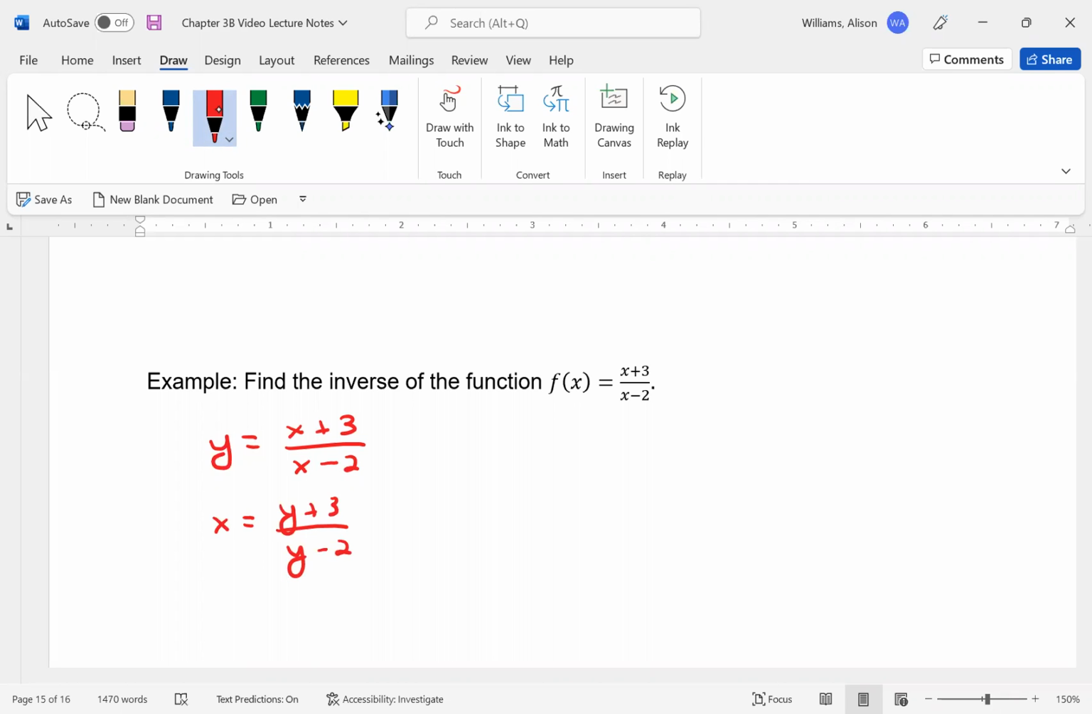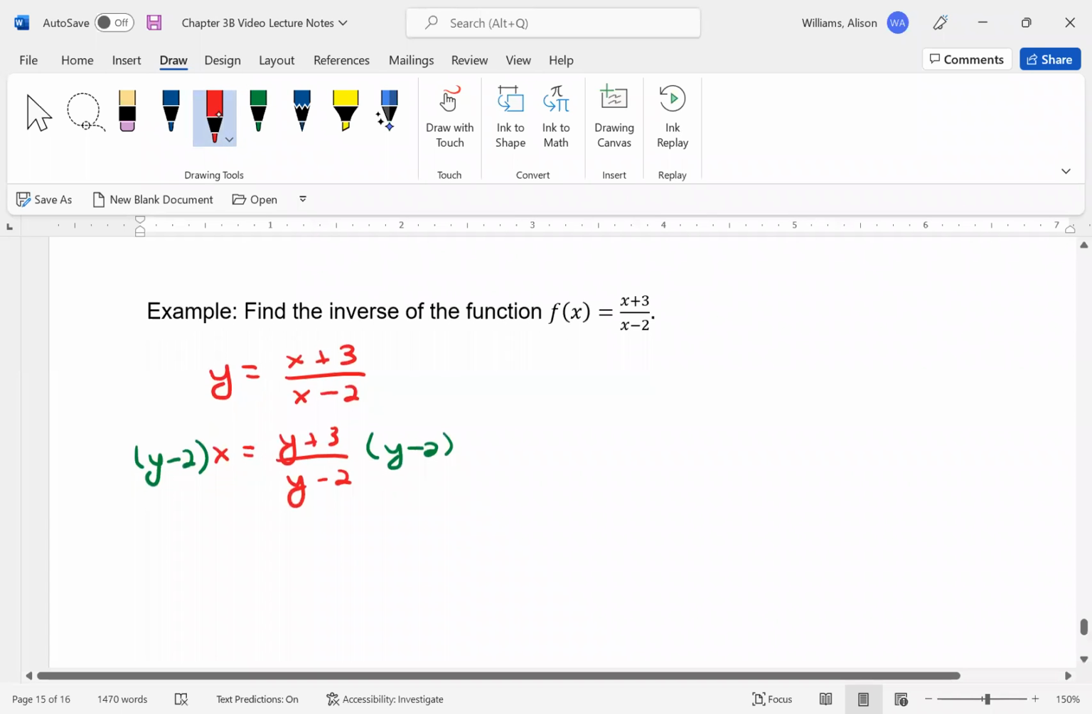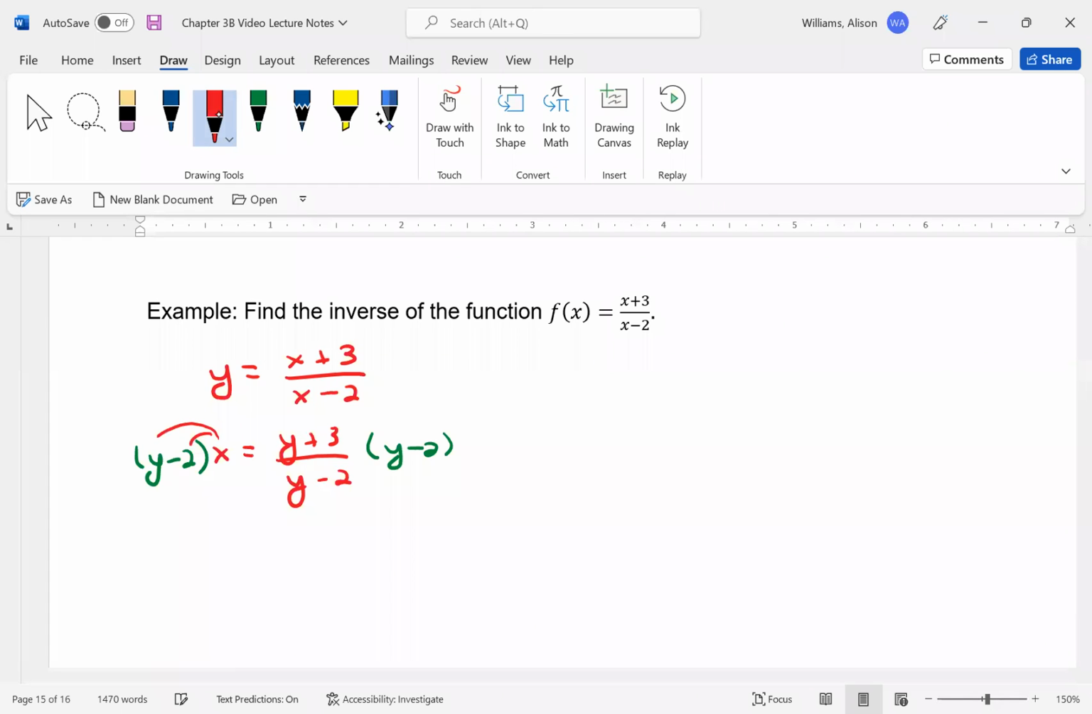Okay, but here to solve this, we're going to have to clear the fraction. Like I have no choice. I got to get rid of that fraction. That's just making life difficult. So I'm going to multiply both sides by y minus 2. So the problem is I'm going to have to mix up my x's and y's a little bit here. So I'm going to distribute x in. So that's going to give me xy minus 2x equals, okay, now these cancel. That was kind of the point, and I'm left with y plus 3.